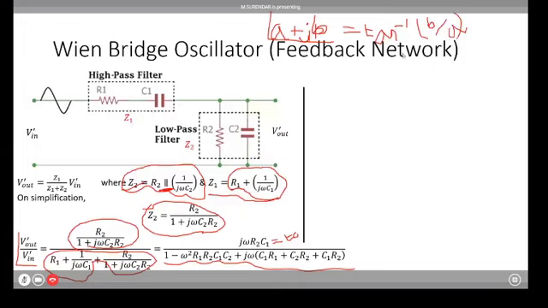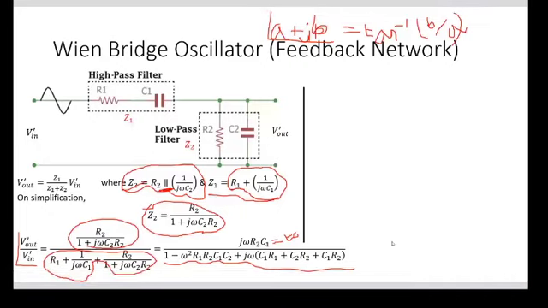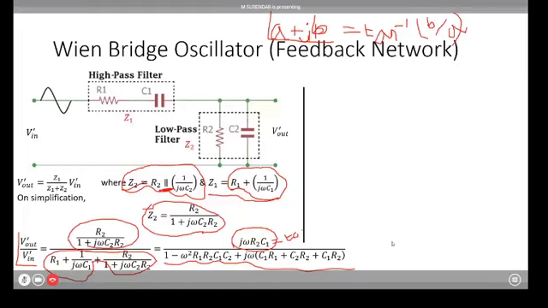Yes, please mute yourself. If I am having a complex number A plus JB, then the angle is tan inverse of B by A. That means the imaginary part divided by the real part. Here I don't have a real part. So tan inverse of omega R2 C1 divided by 0 means tan inverse of infinity, which means we will be having 90 degrees there.